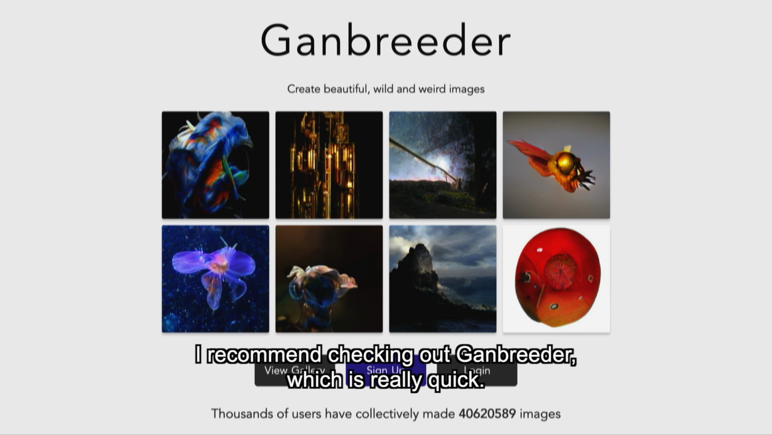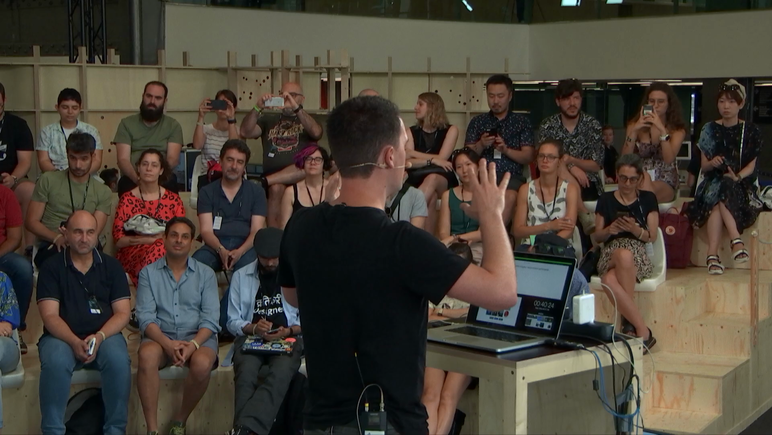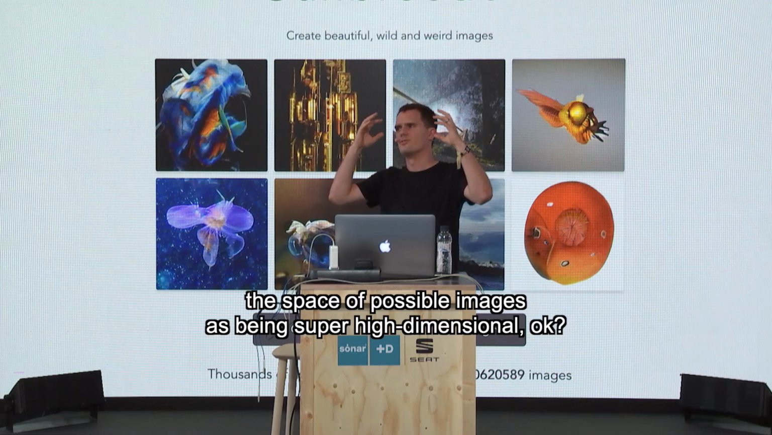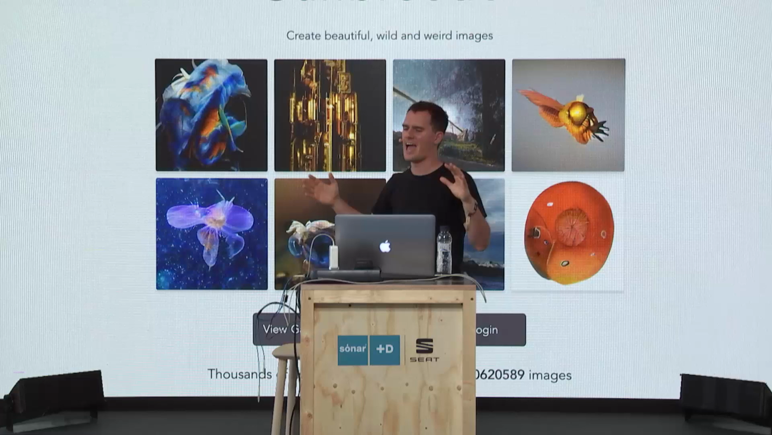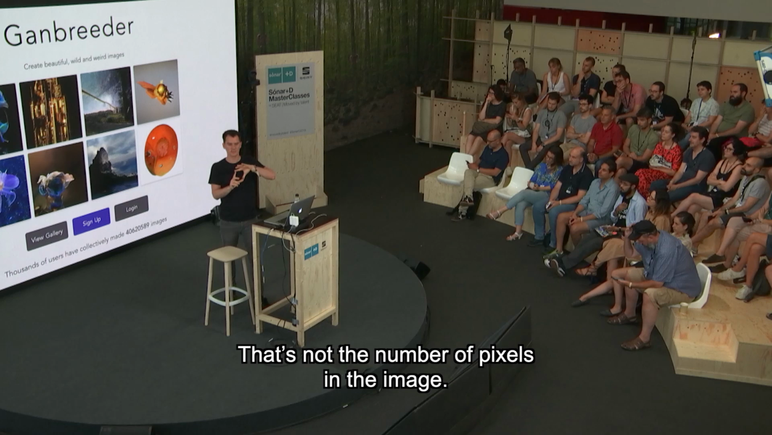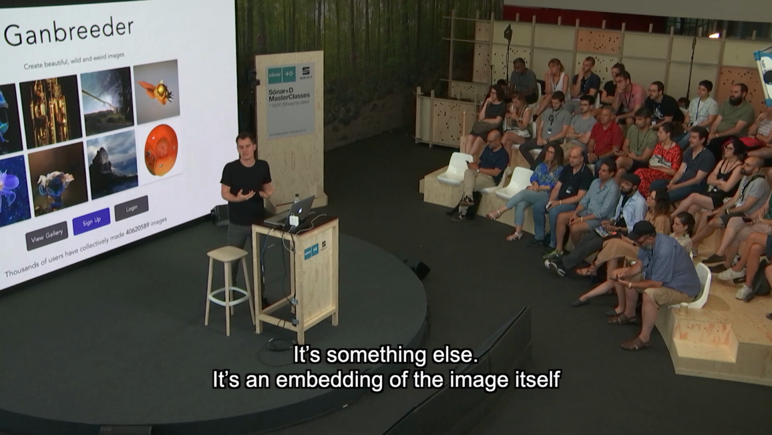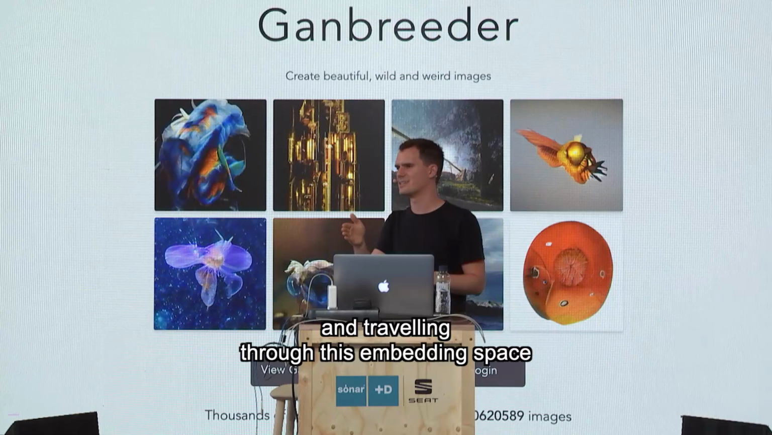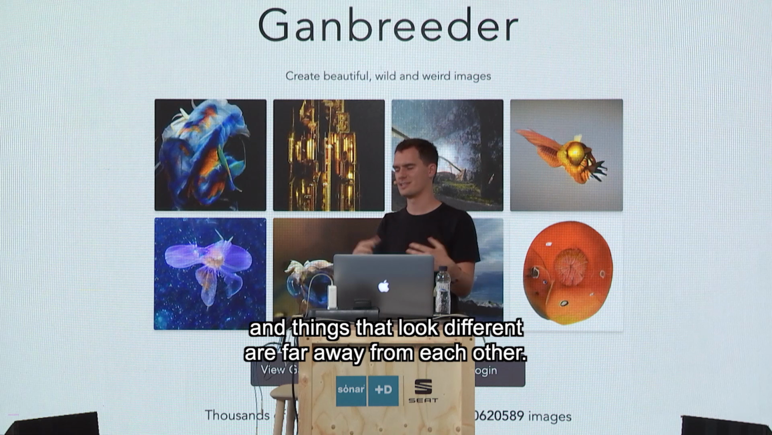If you are into this kind of surreal aesthetic, I recommend checking out GAN Breeder, which is really quick. You can go to the website and start clicking on things and try to generate and navigate what's called the latent space of the GAN. Whenever you generate one of these images, you can think of the space of possible images as being super high dimensional, okay? Let's say it's 1,000 dimensional. That's not the number of pixels in the image. That's something else. It's an embedding of the image that the GAN maintains internally. So as you work with GAN Breeder, you're basically tweaking those dimensions and traveling through this embedding space where things that look similar are next to each other, and things that look different are far away from each other.